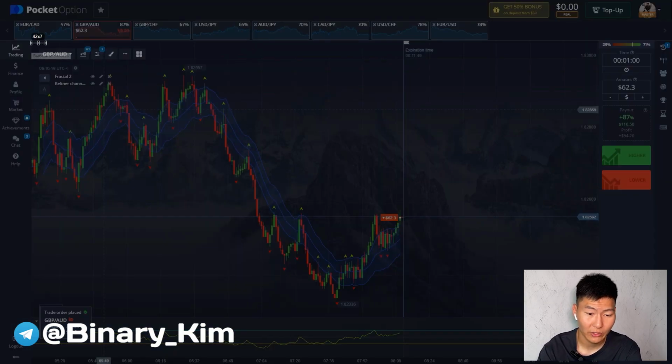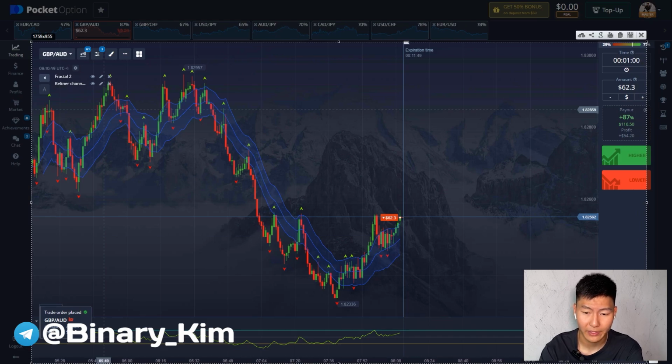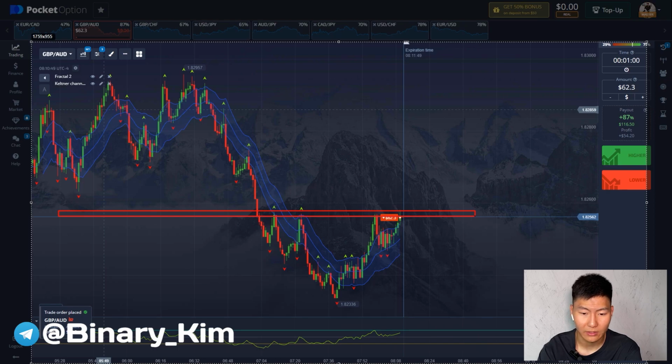Well, let's open a short here. Let me explain the principle of the trade entry. Just have a look at this huge resistance zone here. We see the rejection here and here.